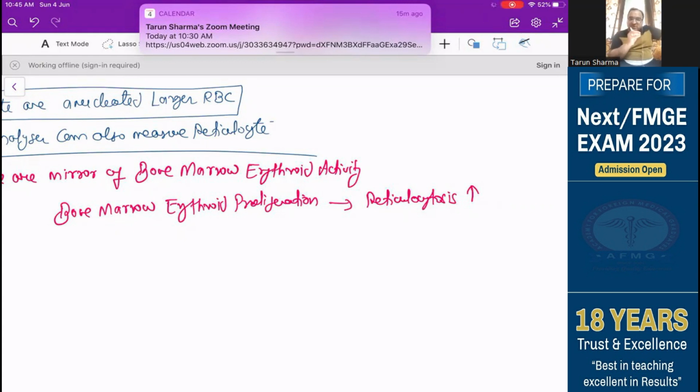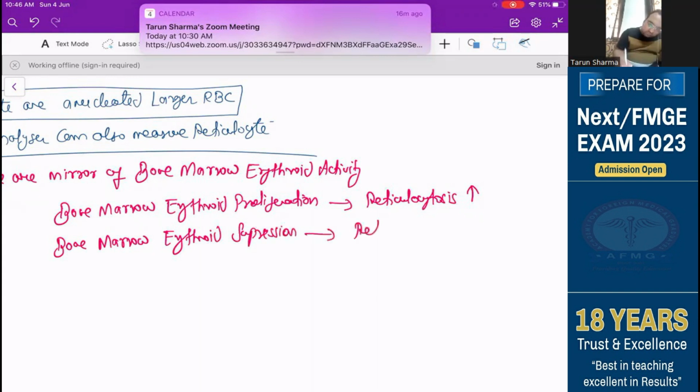Even by looking at one parameter in peripheral blood, you can ascertain whether the bone marrow has active proliferation or not. If the bone marrow has active erythroid proliferation, then in peripheral blood you will see the reticulocyte count increase. Or if the bone marrow is suppressed, with suppression of erythroid activity, then in peripheral blood you will see that the reticulocyte count is also low. So if bone marrow erythroid suppression is there, then there will be reticulocytopenia. Penia means reduction in the count.